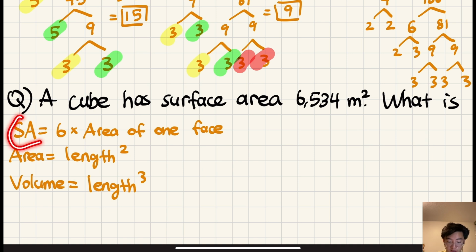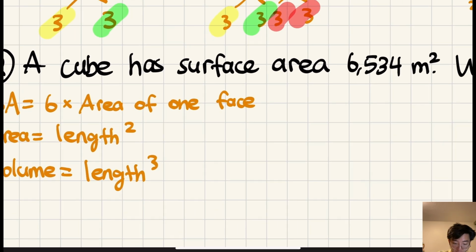Okay, so this is a multi-step process here. We are given the surface area. With the surface area, we can find the area of one face. With the area of one face, we can find the length of that face. And with the length of the face, we can just cube the length to find the volume. So that's our thought process. So let's find the surface area.